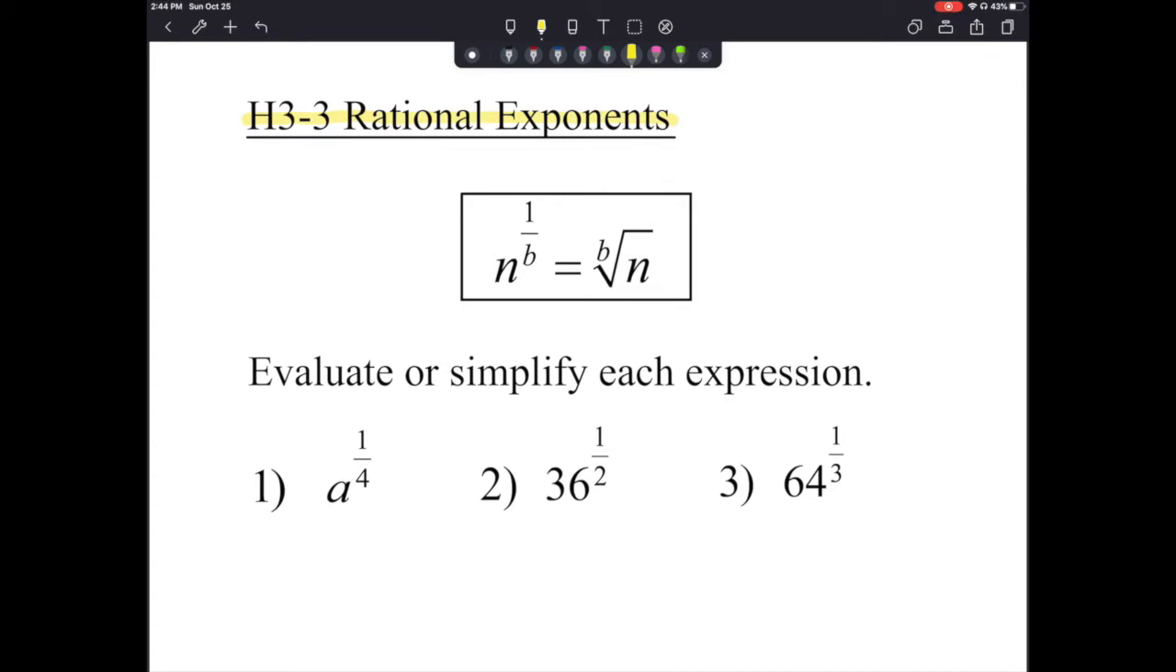The first rule we're going to look at is when we take a number and we're raising it to a rational power, like 1 over b. So the first rule we're going to focus on is when our numerator is a 1 and we have some other number in the bottom. Remember, our denominator is going to represent our root. So this is always the power in the numerator and the root value in our denominator. So if our power is just 1, that means we're just focusing on the value of n.